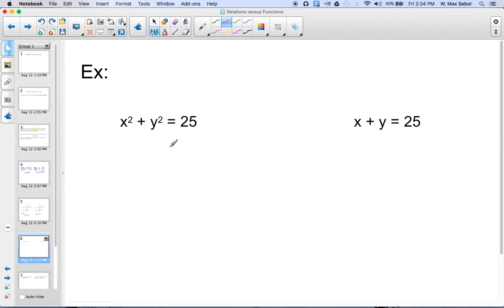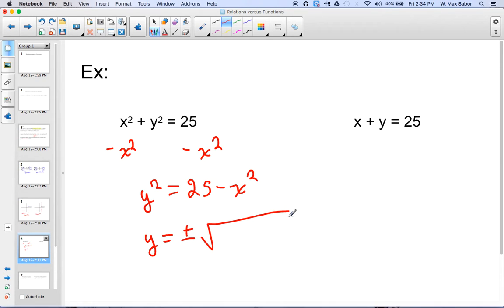In an equation, the easiest way to determine whether it's a function is to solve it for the output variable. So if we subtract x squared from both sides and get y squared equals 25 minus x squared, we have to take plus or minus the square root of both sides. So does this give exactly one output for each input? No, that's not true. When we plug something in here, we will get plus or minus. So we'll get two y values for the same x value. That is not a function.